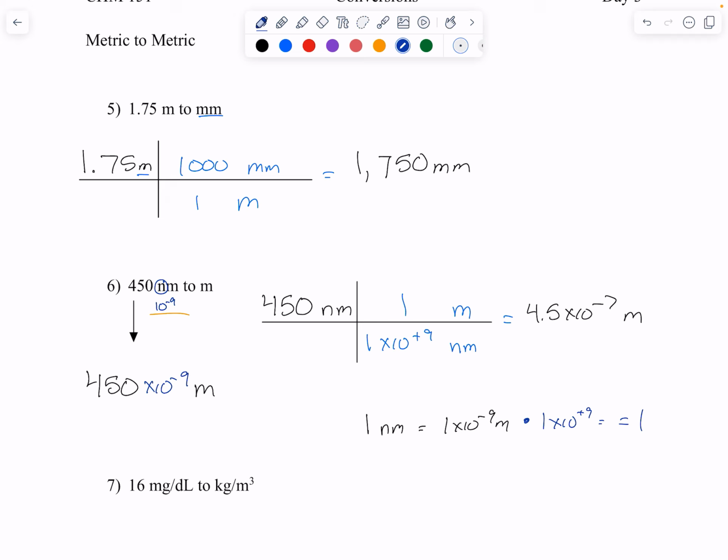Does that make sense? Hopefully. Because nano is a billionth, I have a billionth of a meter, right? Negative 9 is a billionth. I need a billion billionths to get to my 1. So a nano is a billionth. It's a tiny, tiny amount, right? So 450 billionths of a meter is 450 nanometers. So that's how it works. This is what it means, so I need to multiply it by a billion to get to 1. That's how those negative exponents work.